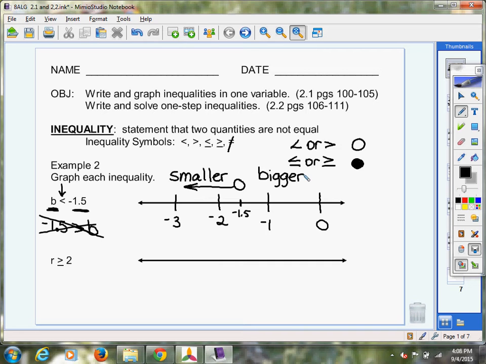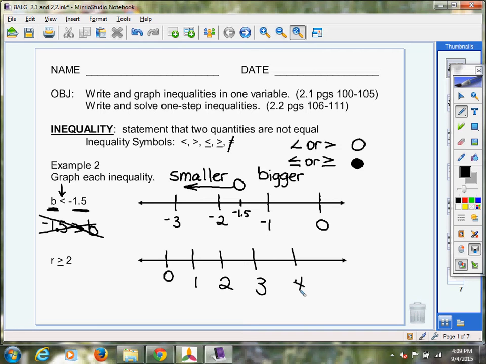So right away, I can see I'm working with positive 2. So we could do 0, 1, 2, 3, 4. Just get a couple of numbers up there. It doesn't have to be tons of numbers, just enough to kind of see a trend. And then we know we're starting at 2, and we're going to put our circle over 2.